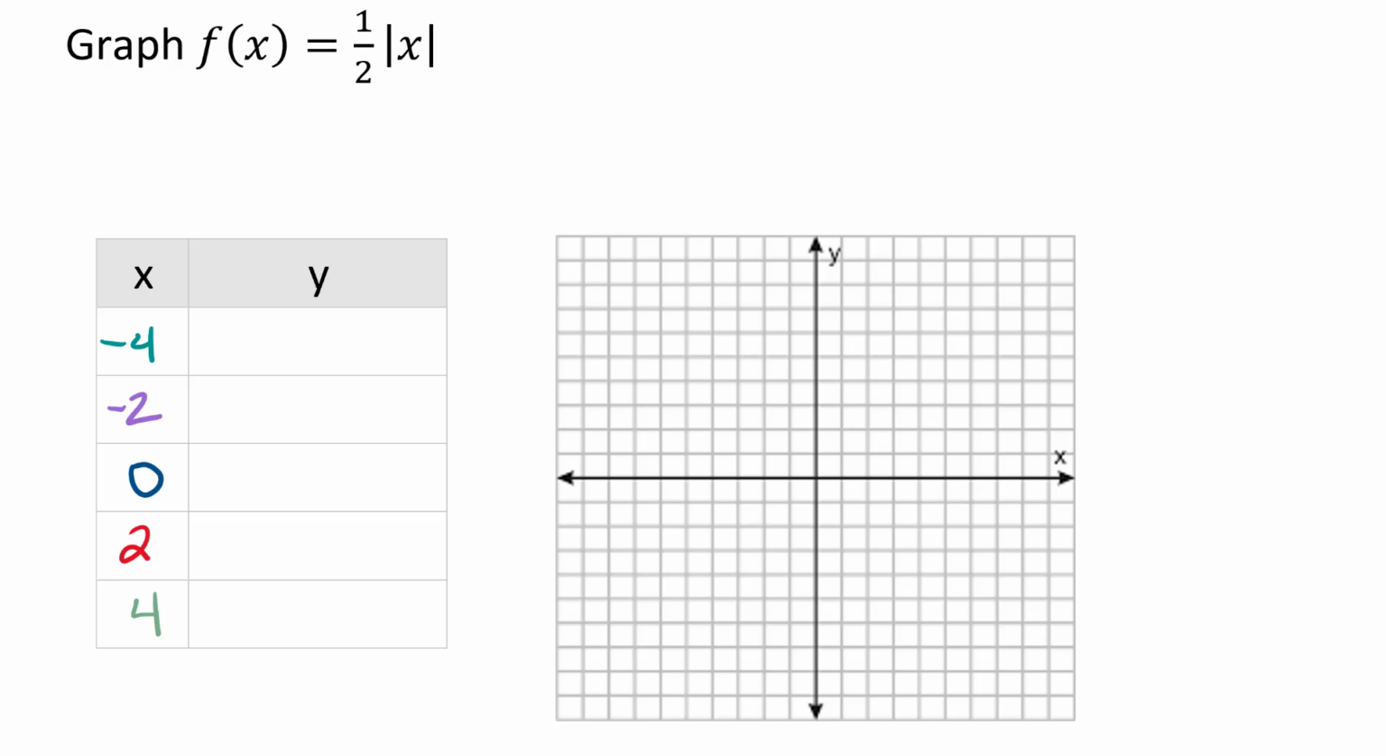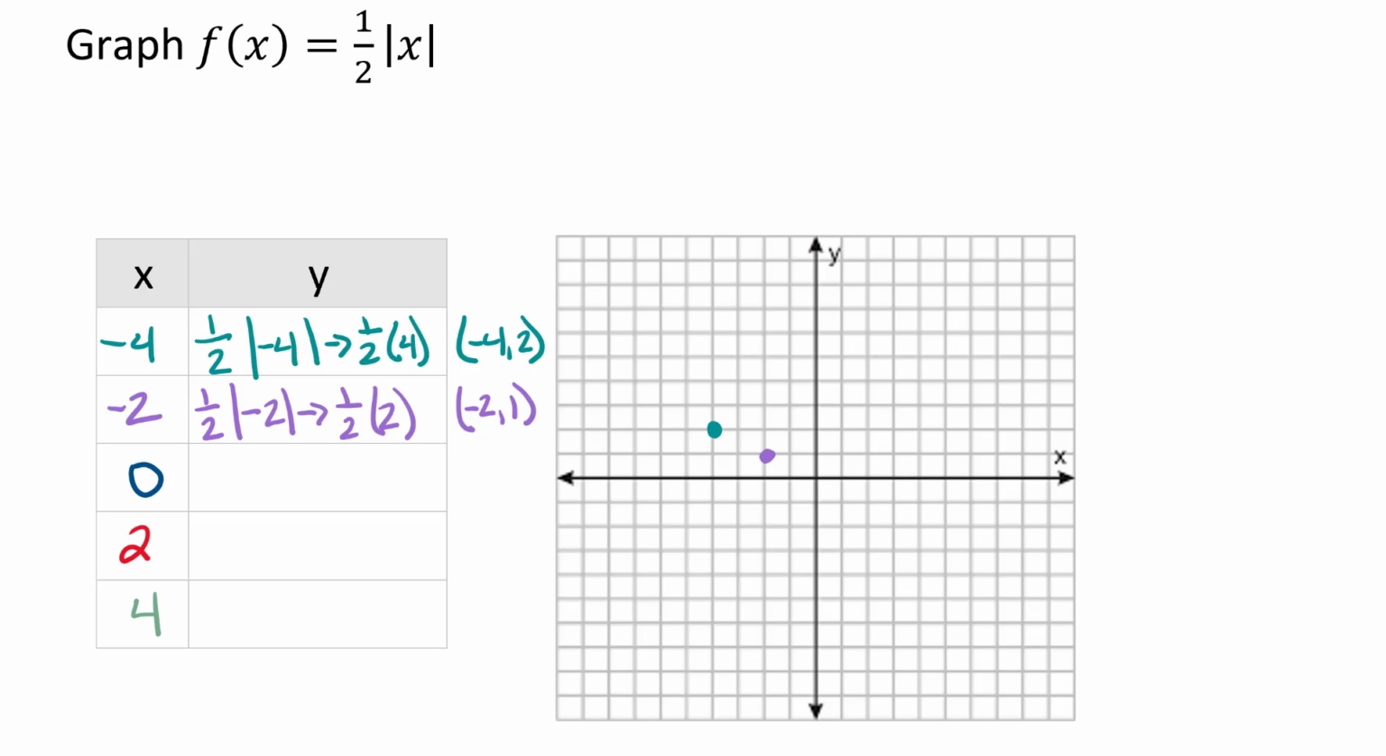So when I plug in that negative 4, I have 1/2 times the absolute value of negative 4, which is 1/2 times 4. And half of 4 is 2. So this point is going to be at negative 4, positive 2. All right, so again, I have 1/2 times the absolute value of negative 2, which becomes 1/2 times positive 2, and half of 2 is 1. So this point is at negative 2, 1. I'm going to do that same thing for the rest of these points.